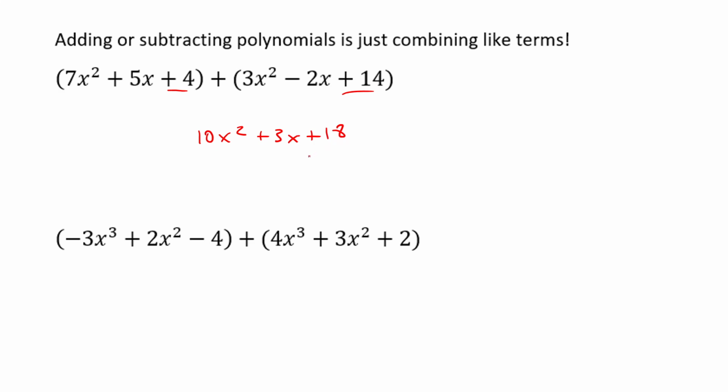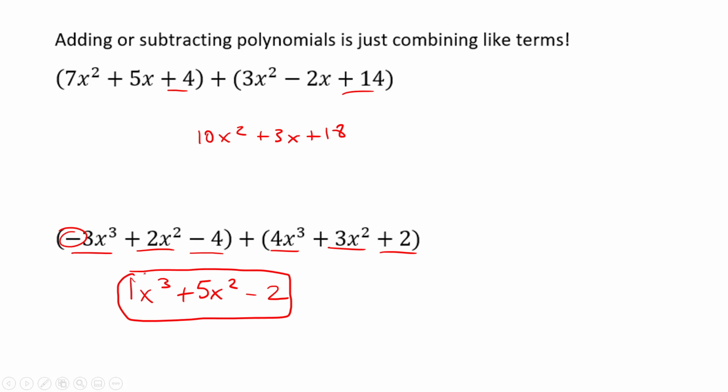You could try the second one if you want. Pause the video and I'll catch up with you in a minute. Okay, 3x cubed and 4x cubed, but it's a negative, so that's going to leave us with just 1x cubed. You can write it like that, or you can get rid of the 1. It's your choice. Doesn't matter to me. 2x squared, 3x squared, 5x squared. Okay, don't change the variable. And then numbers work the same way they always do. Negative 4 plus 2 is negative 2. And you're done. That's as far as you can go.